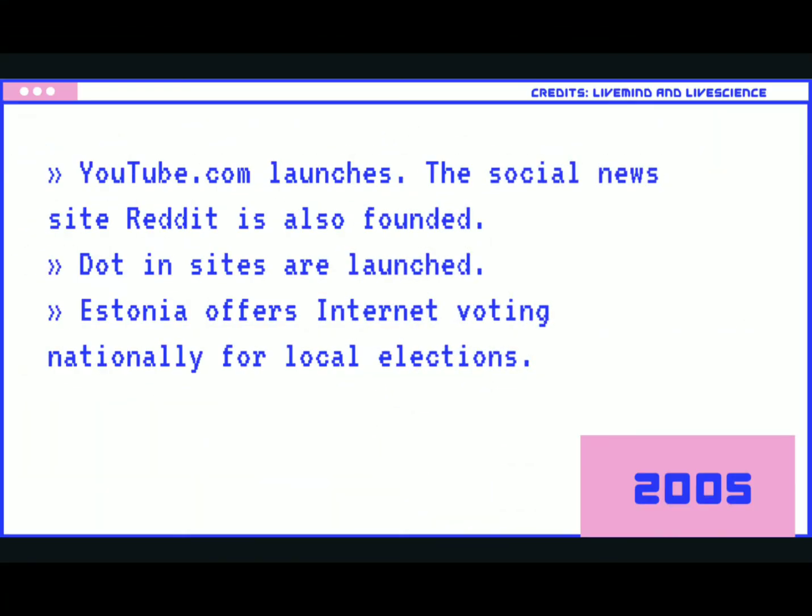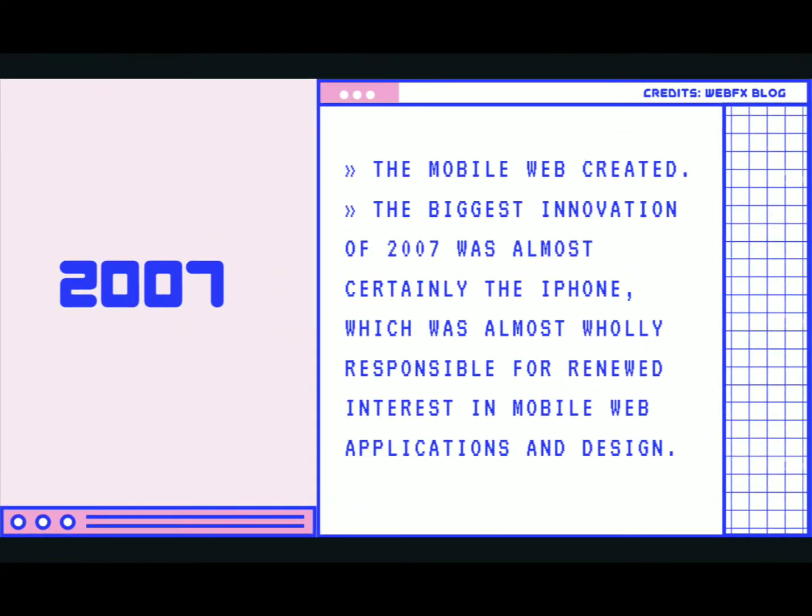YouTube.com launches. Reddit is also founded. Estonia offers internet voting nationally for local elections. 2007, the mobile web created. The biggest innovation of 2007 was almost certainly the iPhone, which was almost fully responsible for the revolutions in mobile web applications and design.